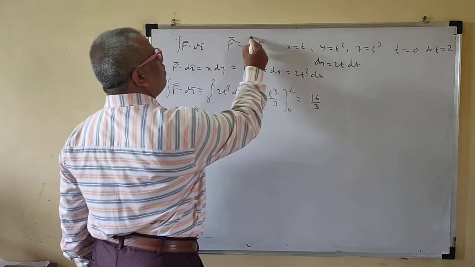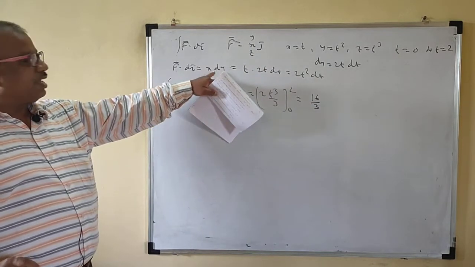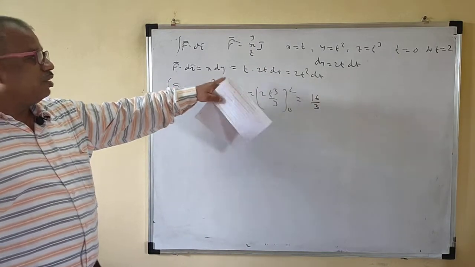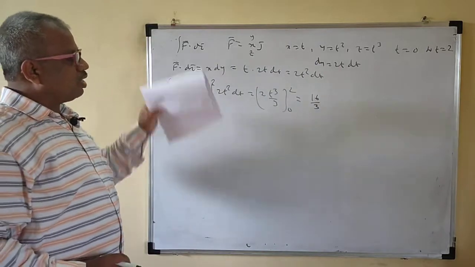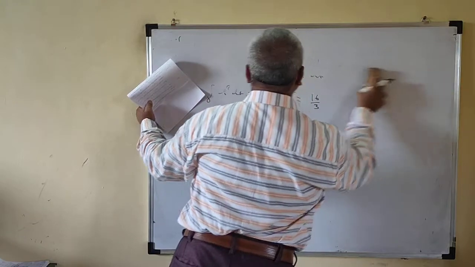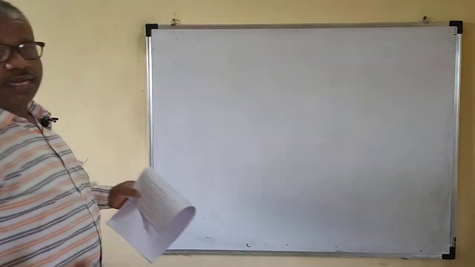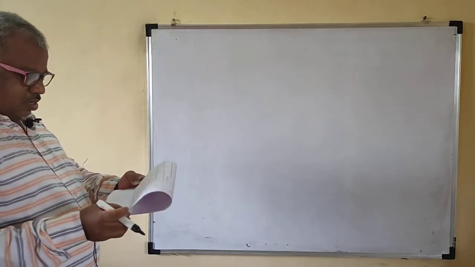If this is maybe y, or this is maybe z, it doesn't matter. This will be z dz, or z dy. So what is your z? z is t cube, so you can put the value of this. Such types of simple problems you have to solve on the line integral. We don't have to solve complicated examples on it.